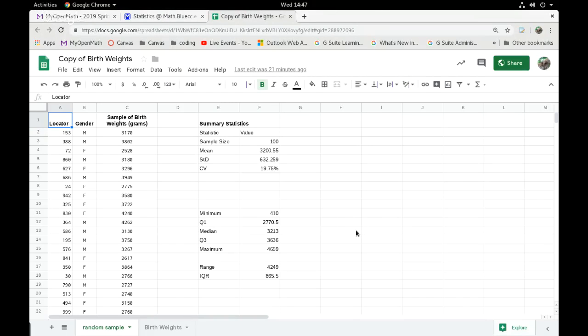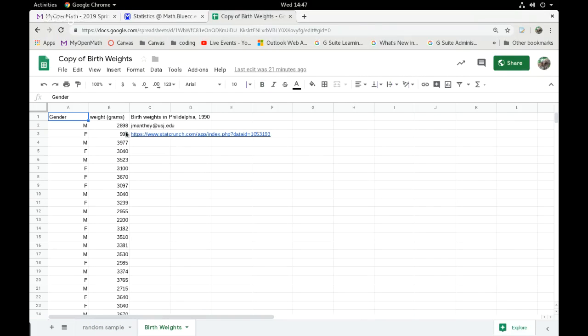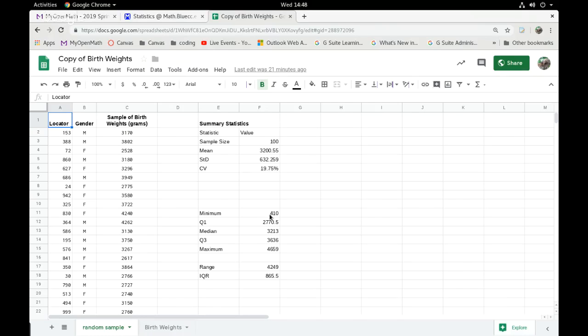All right, so here's my copy here. I had started calculating some summary statistics based on the random sample. The original data, there's over 1,000 birth weights listed over here. It was collected from some hospitals in Philadelphia.